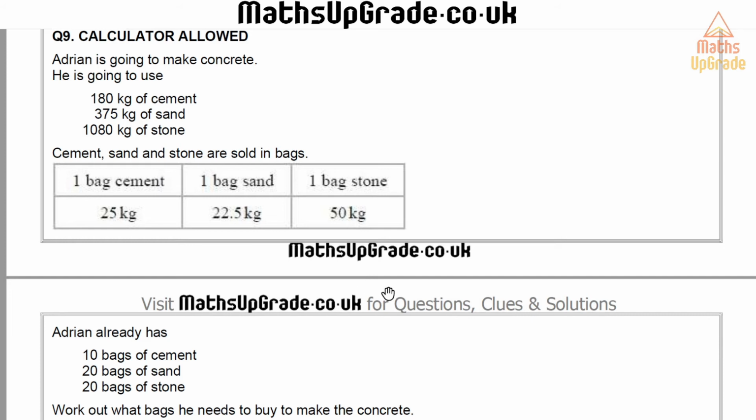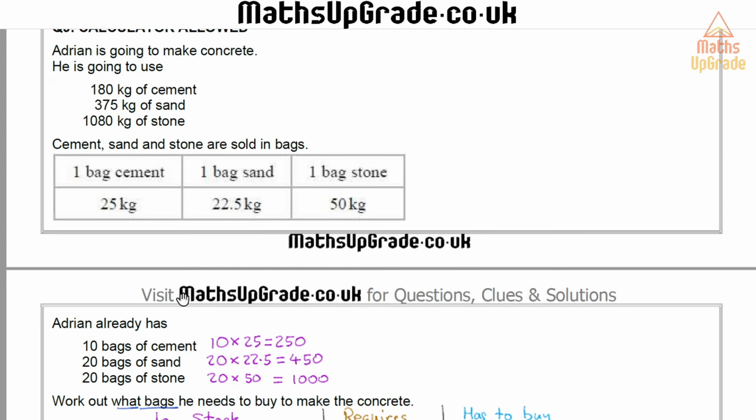So in this question here, I'm just going to multiply the number of bags he's already got by the weight of each bag. That'll give me 10 times 25 for cement, which is 250. For sand, 20 times 2.5, which gives me 450. And for stone, 20 times 50, which gives me 1000. So that's the weights of each of those that he's got in stock.